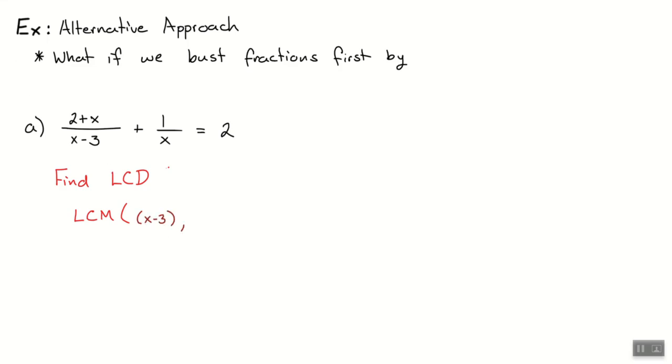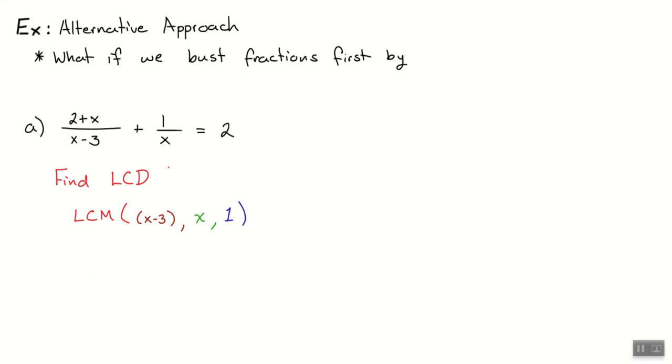What's another piece that's downstairs? X, and there's one more. It's a 1, because this is really over 1. Okay, so I can include the 1. It's not going to change anything, but I'll include it. Do any of these 3 pieces factor further? No. So in any of these 3 factorizations, which are completely factored right now, how many times does x minus 3 show up the most?